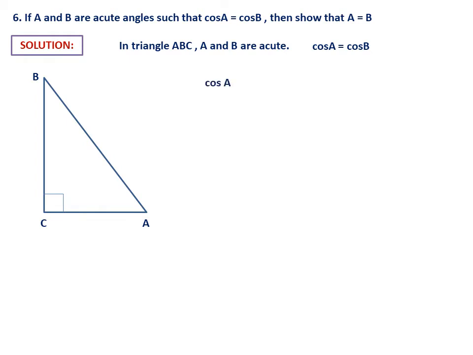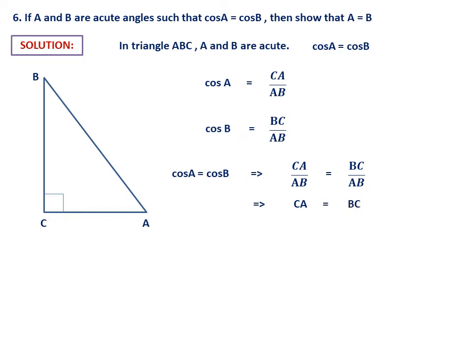So now what is cos A? Cos A by definition is adjacent side by hypotenuse. What is the adjacent side of cos A? It is CA. Hypotenuse is AB. Similarly, cos B equal to the adjacent side of angle B, which is BC, divided by AB. Now what is given is cos A equal to cos B. Therefore, this implies CA by AB must be equal to BC by AB. So AB is common, you can cancel it. Therefore, CA equal to BC.